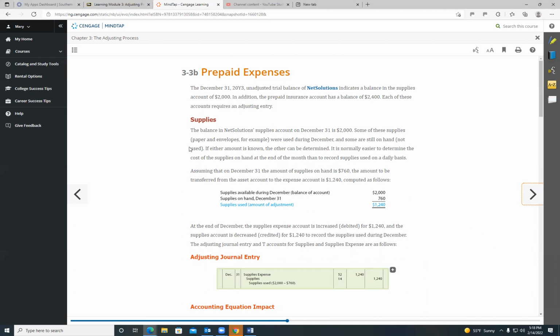So let's first talk about supplies. The balance in Net Solutions' supplies account on December 31st is $2,000. Some of these supplies were used during December and some are still on hand.